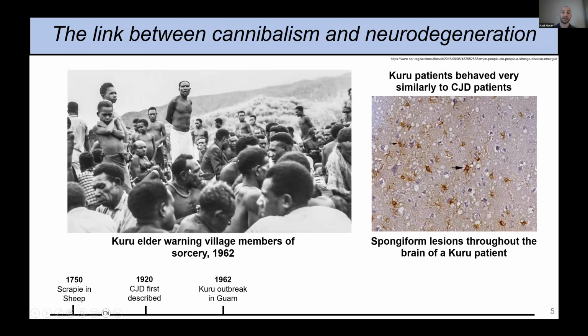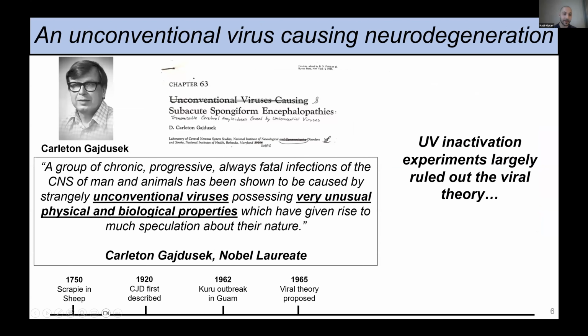Later in 1962, a similar disease emerged called Kuru in Papua New Guinea. And what they saw was, in the same patients, similar symptoms such as loss of appetite and death within months. And inside their brains, they see the same holes or lesions. So similarities between these diseases.